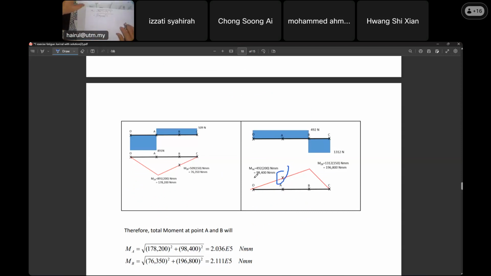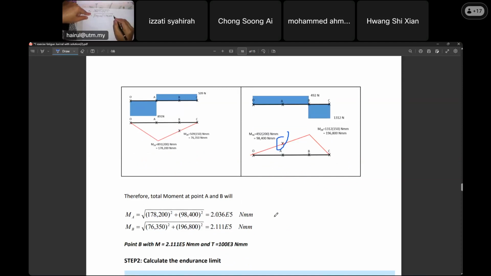So moment at A XY plane plus moment at A XZ plane is 98,400 square. So you got the value ini. This one, look at the solution. Okay. So you got 2.036 times 10 to the power 5 Newton millimeter. Okay, moment at B also you have to calculate, because we have to take the summation of moment as y square and z square at both points. Moment at B also you must calculate.